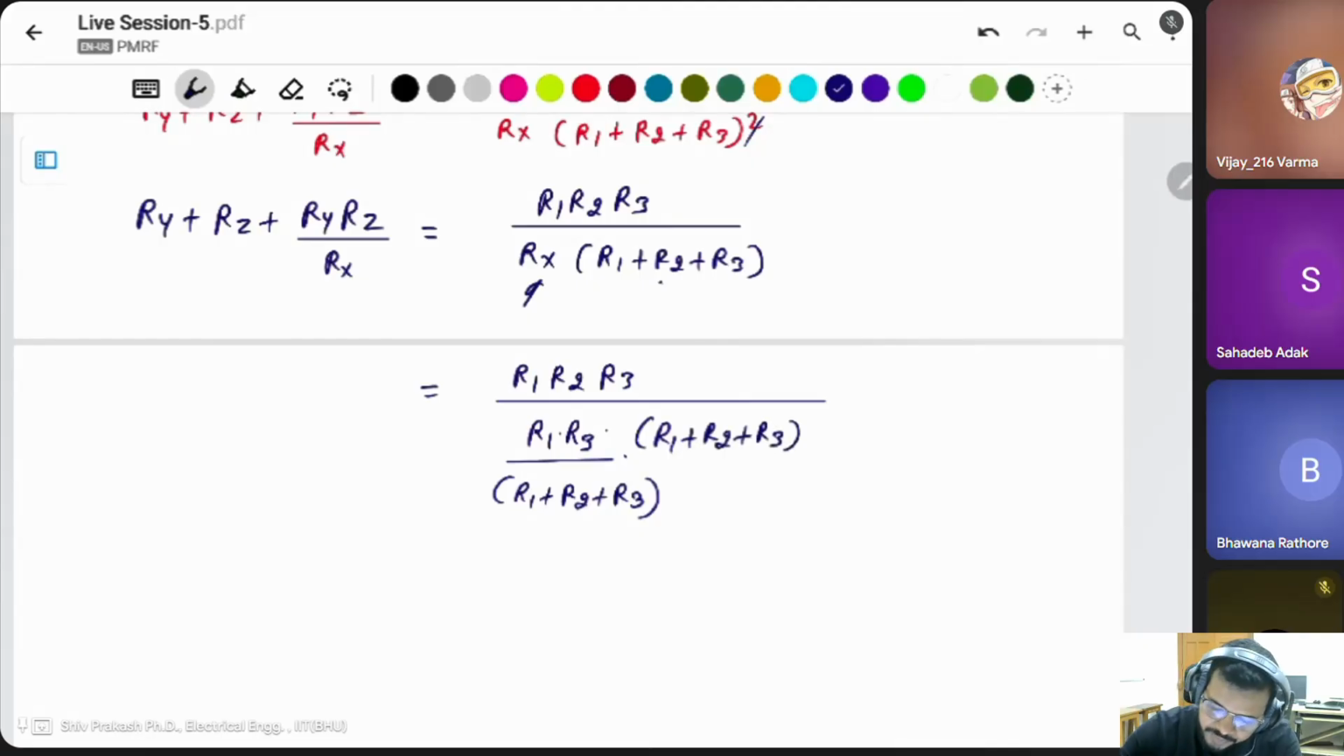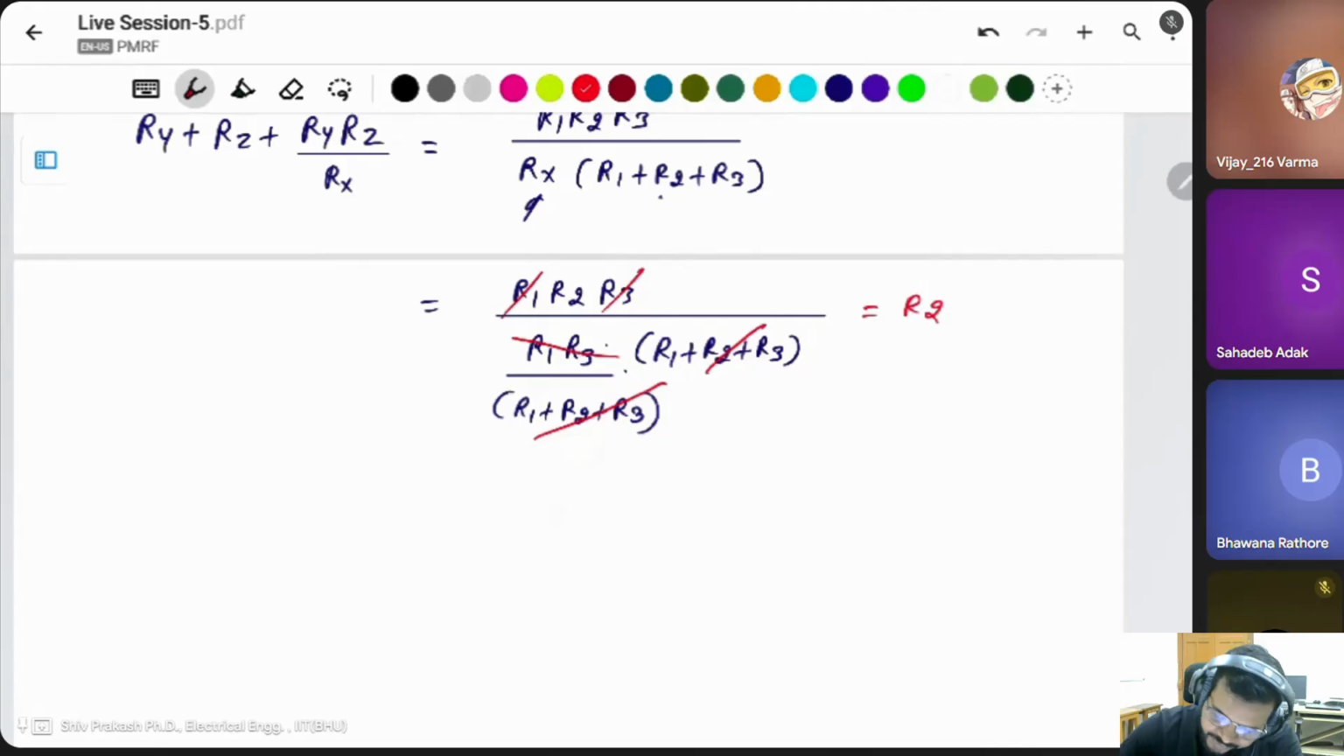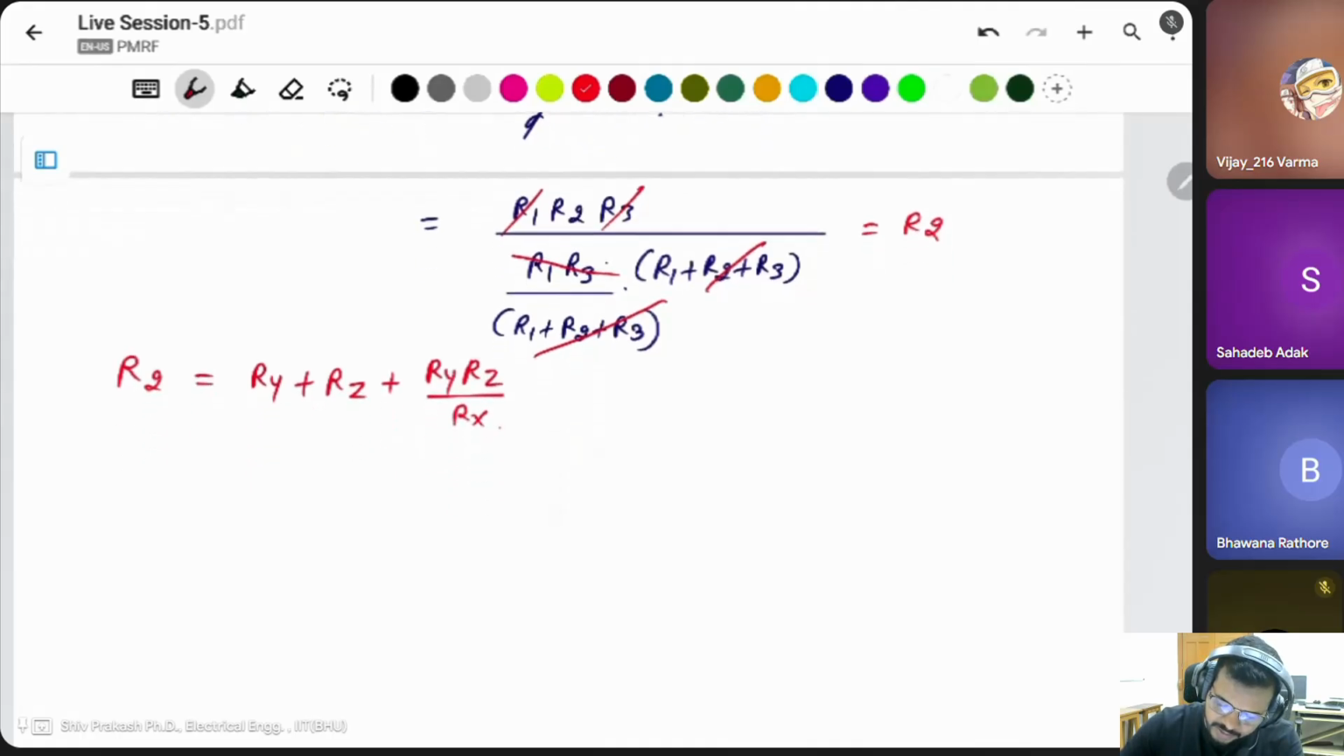You can see this one cancels out, R1 R3 cancels out here also, only R2 is there. When delta to star conversion, R2 is equal to Ry plus Rz plus Ry Rz divided by Rx. Same thing you can say for R3, simply reverse this order.